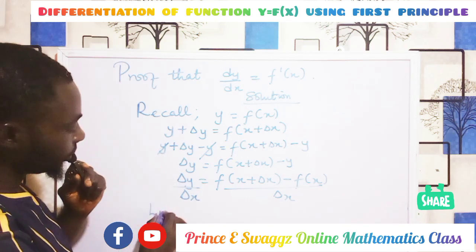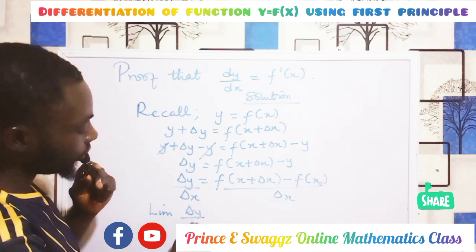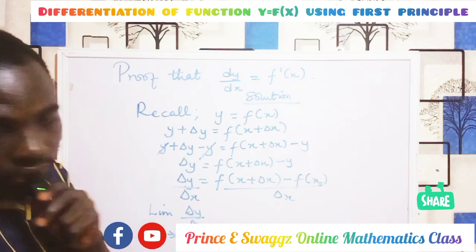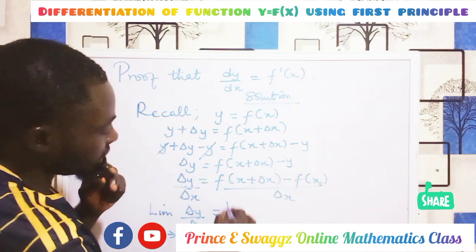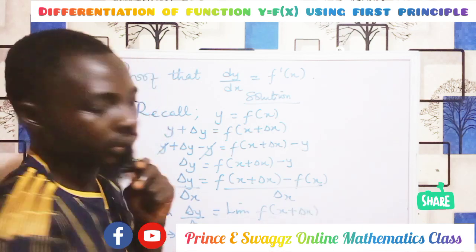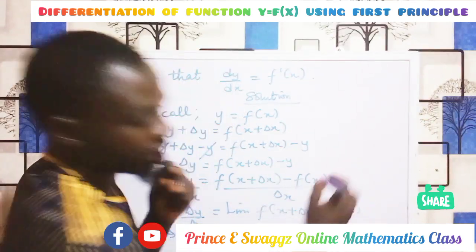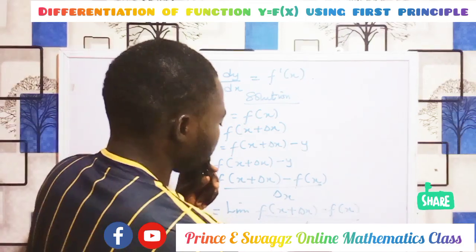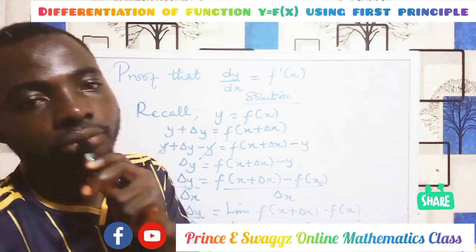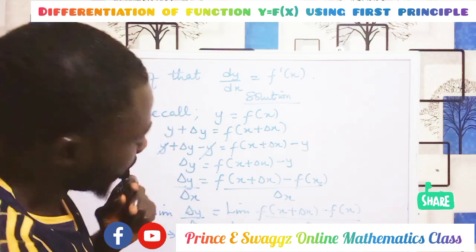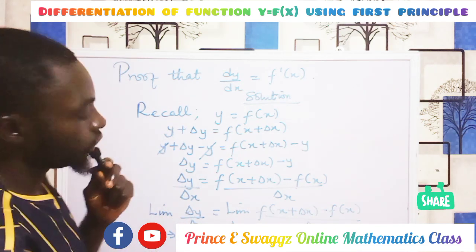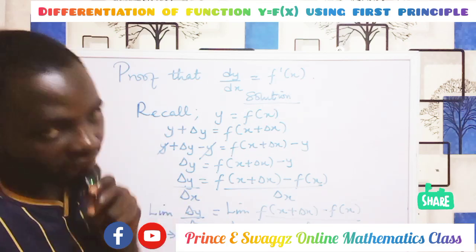That will give us the limit of delta y over delta x when delta x tends to 0. Then the right hand side, the limit of f open bracket x plus delta x minus f of x, all divided by delta x, as delta x tends to 0. So we take the limit of this. Now if we take the limit of delta y over delta x, it will give us dy dx.